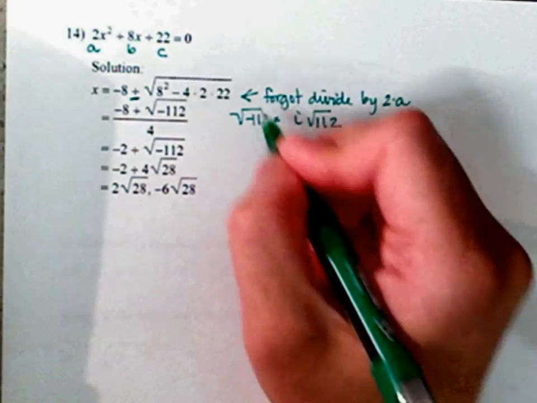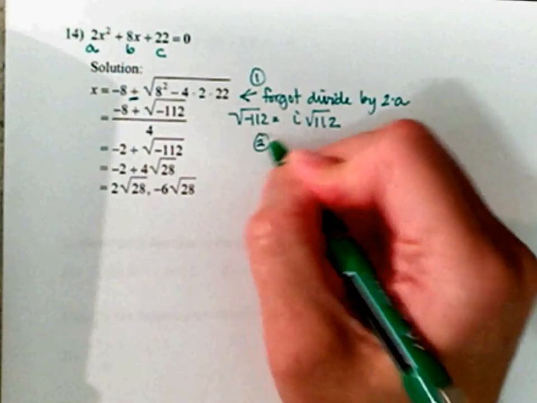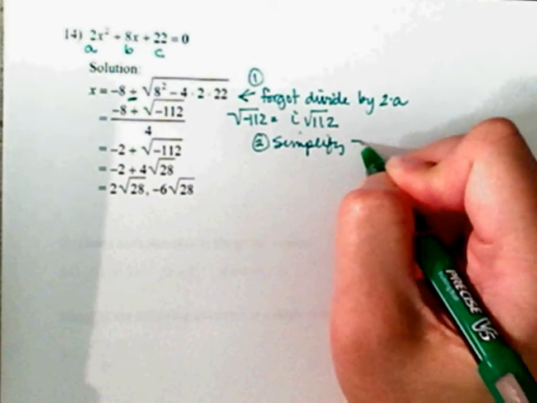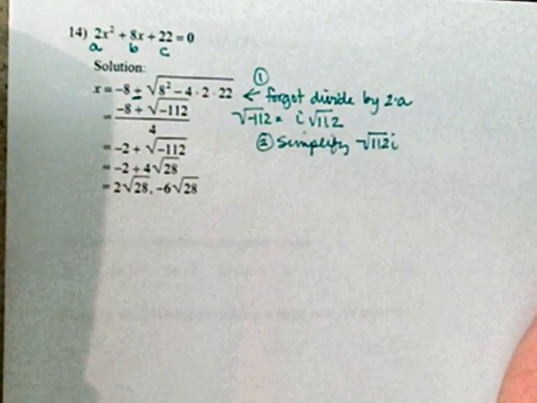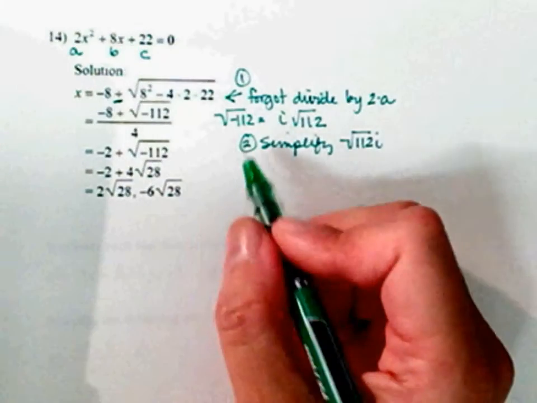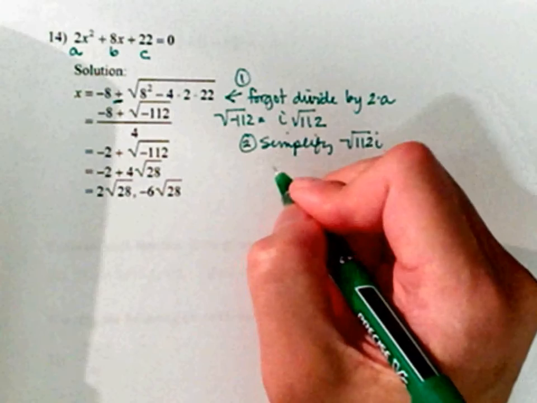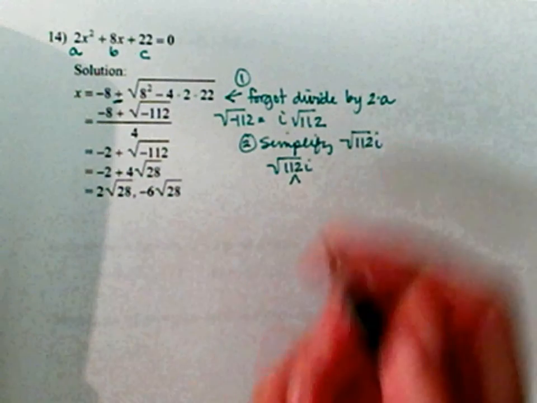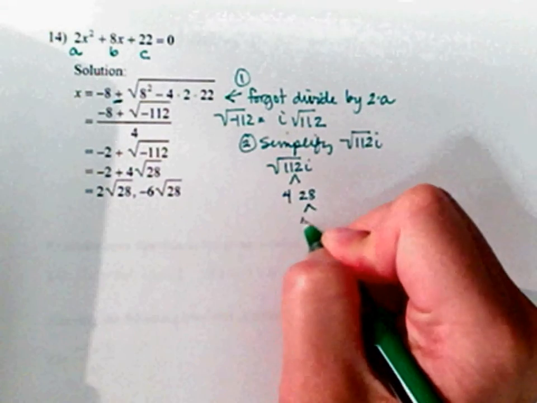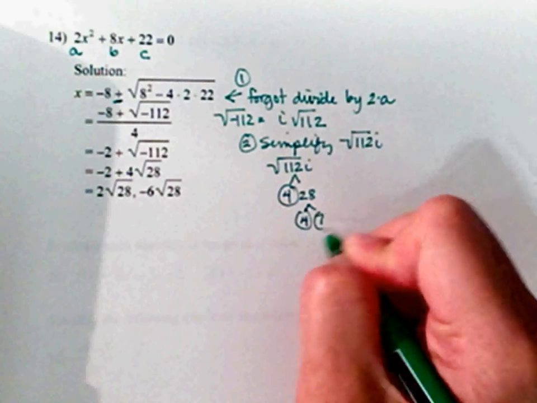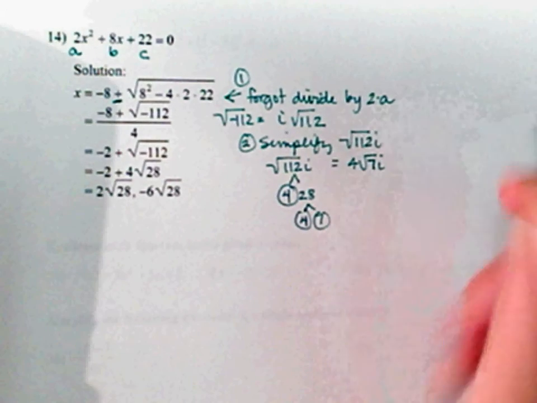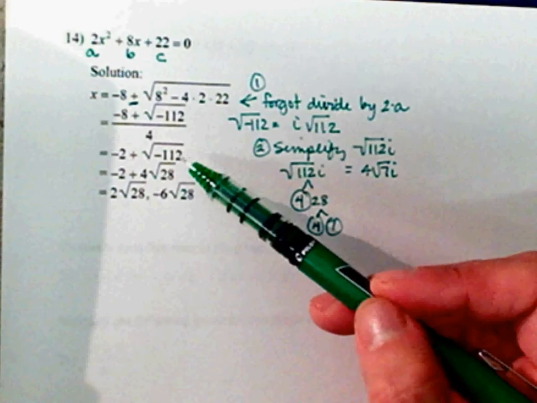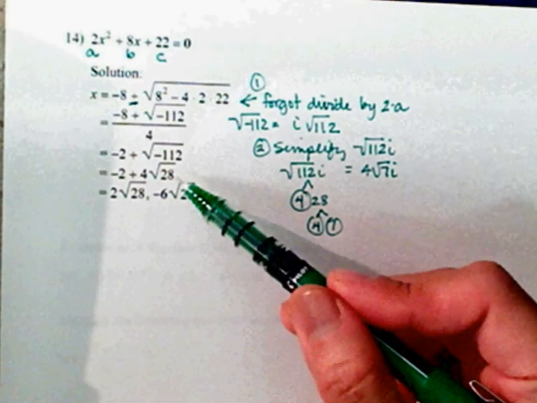So step 1, they forgot to divide by 2a. Step 2, but they put it back in here. They forgot to simplify the square root of 112i. Okay? And then they did simplify, so let's see if it's true. Square root of 112i, factors of 112 is 4 and 28. 4 and 7, you have 2 of a kind, so this should be 4 square root of 7i. Alright, so guess what they did? They factored out a 4, factors of 4 is 2 and 2, but they didn't simplify far enough, okay?